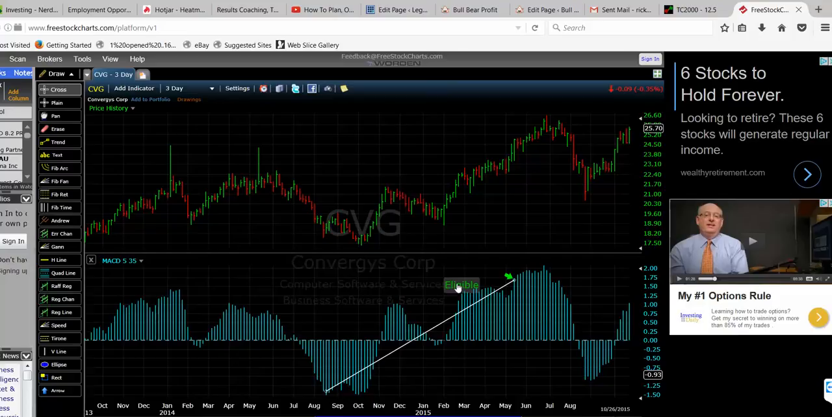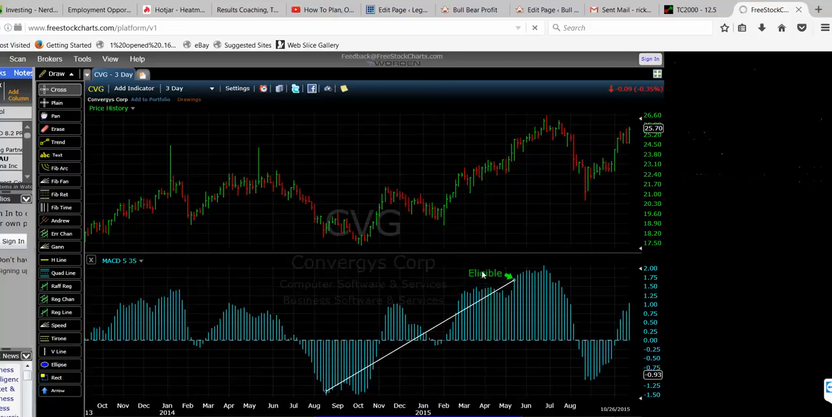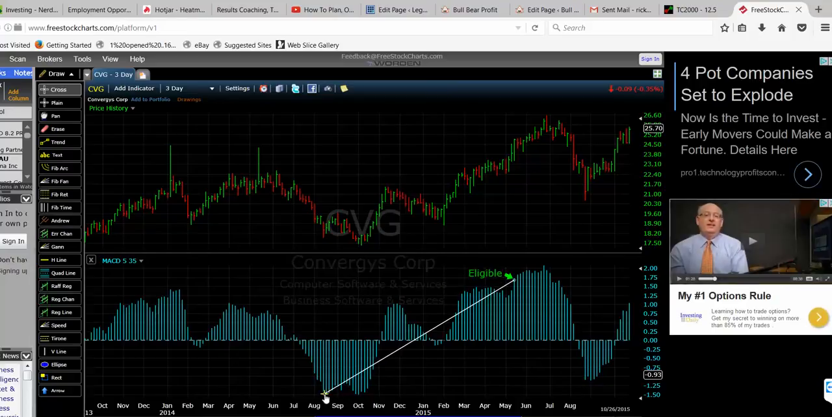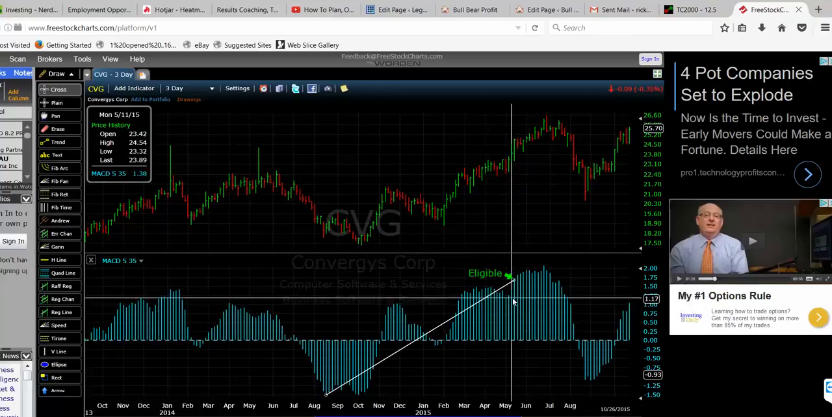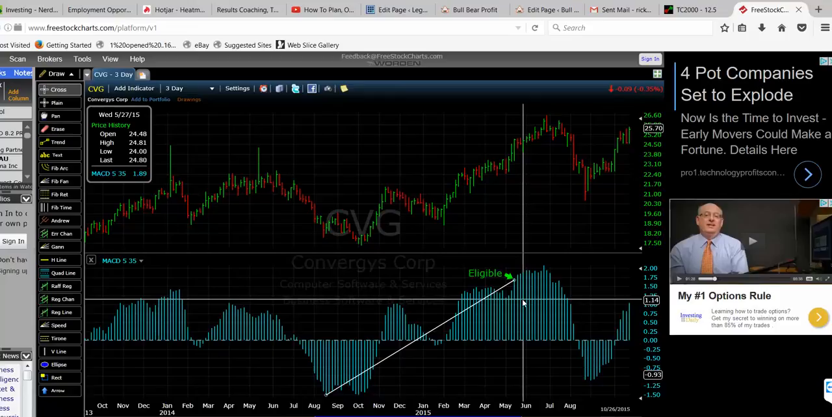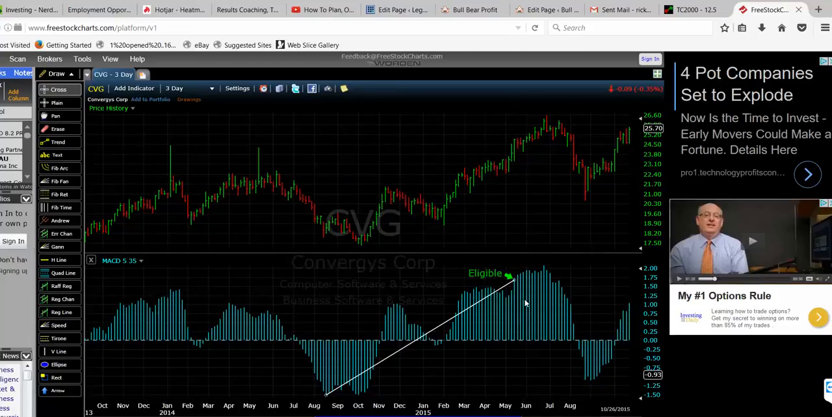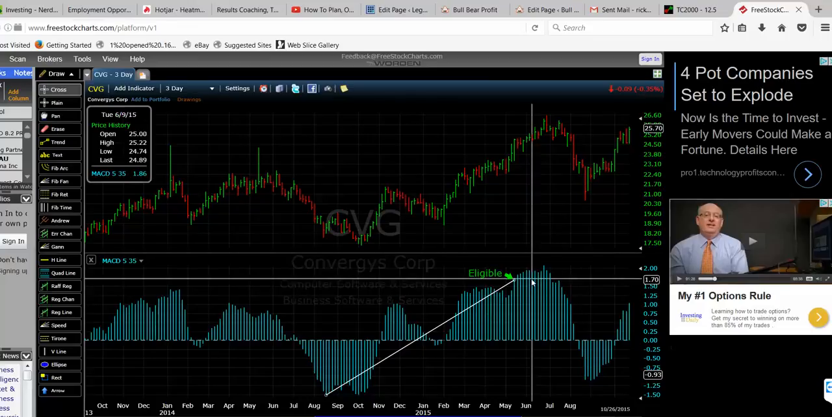Okay, right here. So that means it went at least 200%. From this point all the way up to this point, it became eligible. Then we would enter it on our stock watch list. So then we wait for a reversal. And that reversal was here.